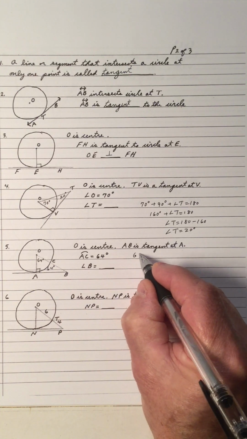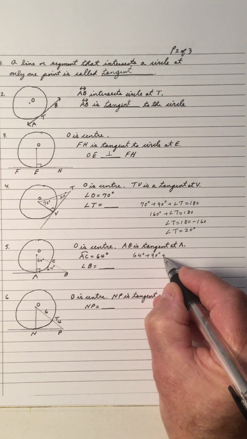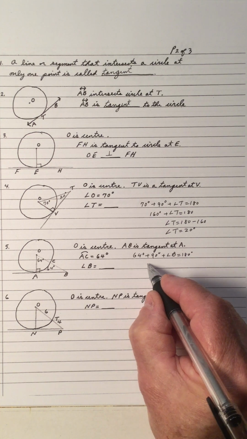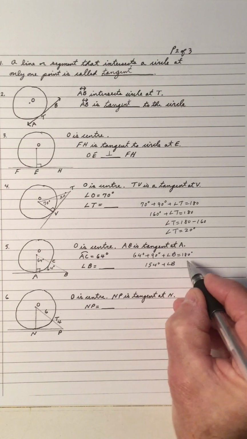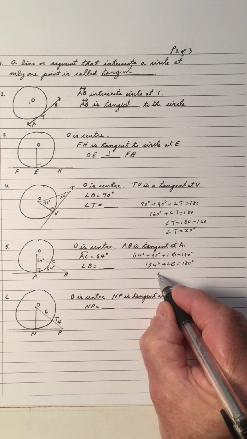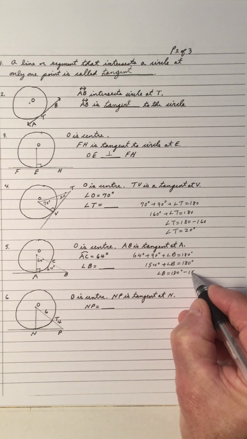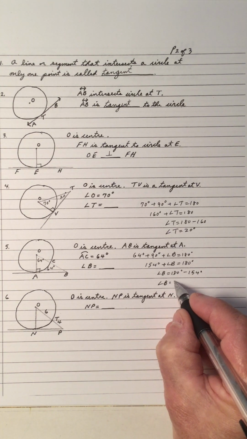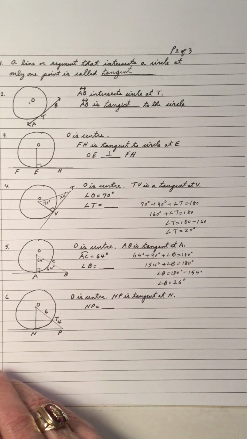And again, we have 64 degrees plus 90 degrees plus angle B is 180. That's the sum of the angles of a triangle. So that adds up to 154. So angle B is 180 minus 154. So angle B is equal to 26 degrees.